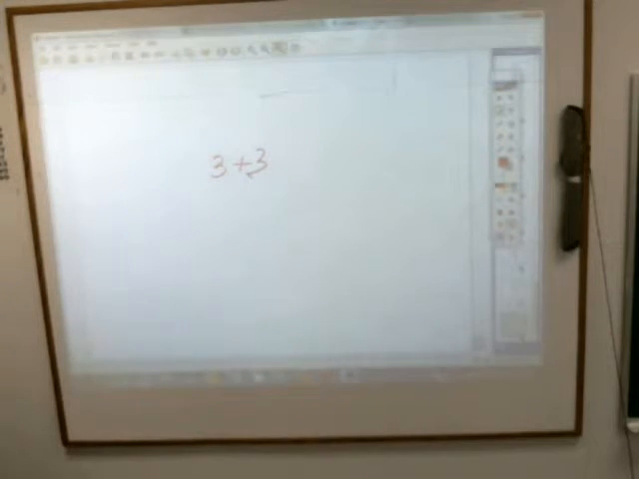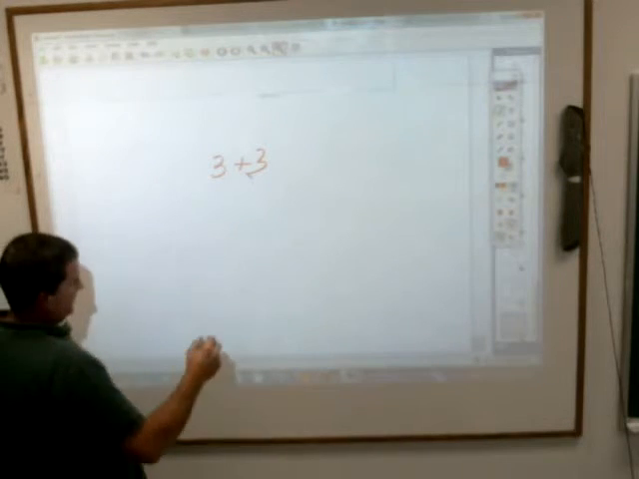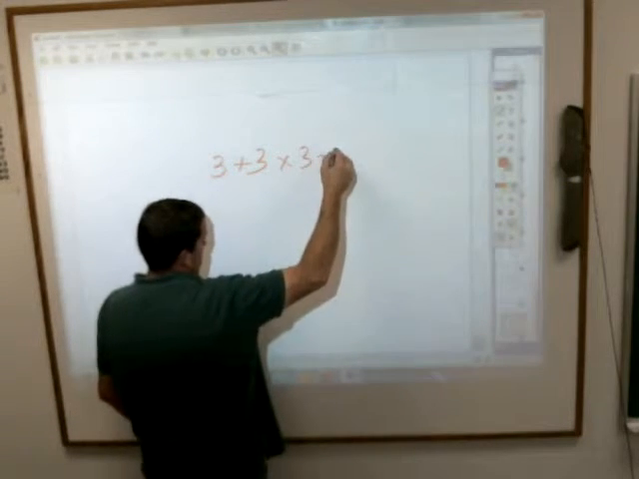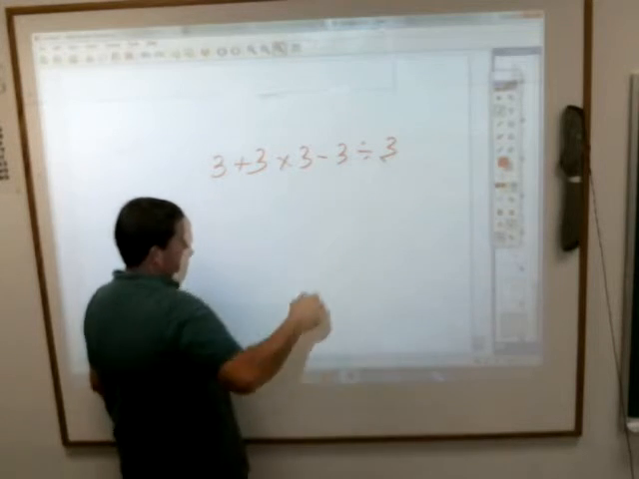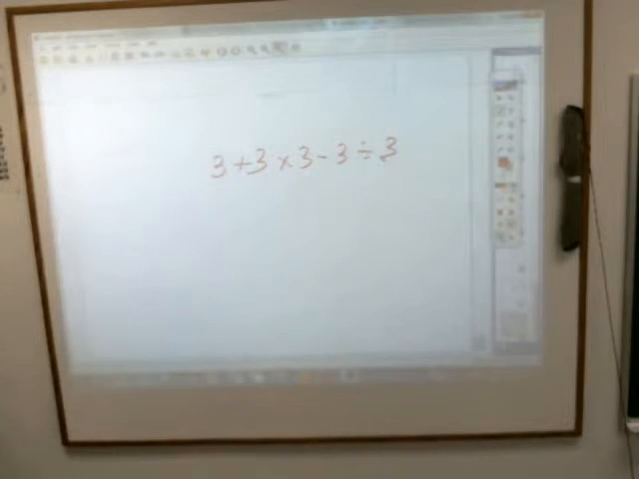3 plus 3 times 3 minus 3 divided by 3. Go ahead and see what you get for an answer for that. 3 plus 3 times 3 minus 3 divided by 3.